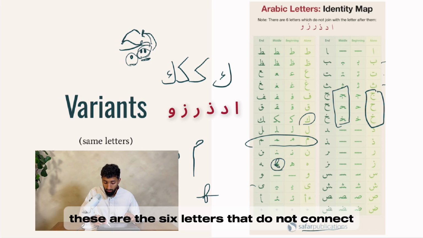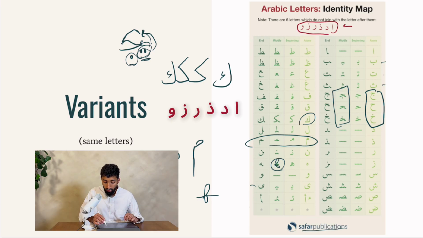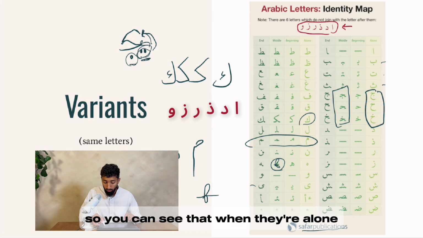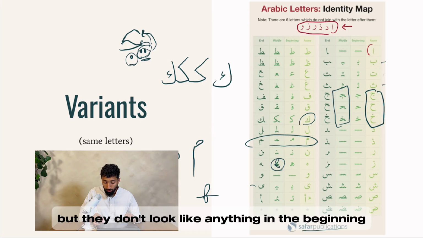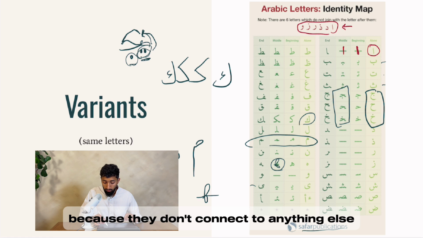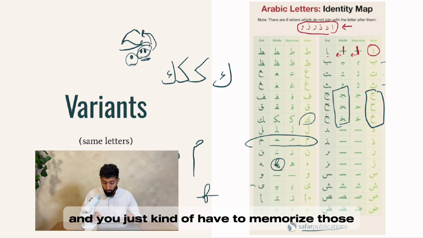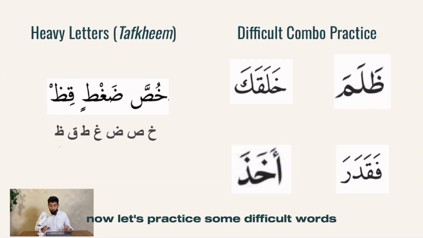These are the 6 letters that do not connect, do not join to the letter after them. So you can see that when they're alone, they look like this, but they don't look like anything in the beginning or the middle because they don't connect to anything else. They will always be at the end or by themselves. And you just kind of have to memorize those. Now let's practice some difficult words.